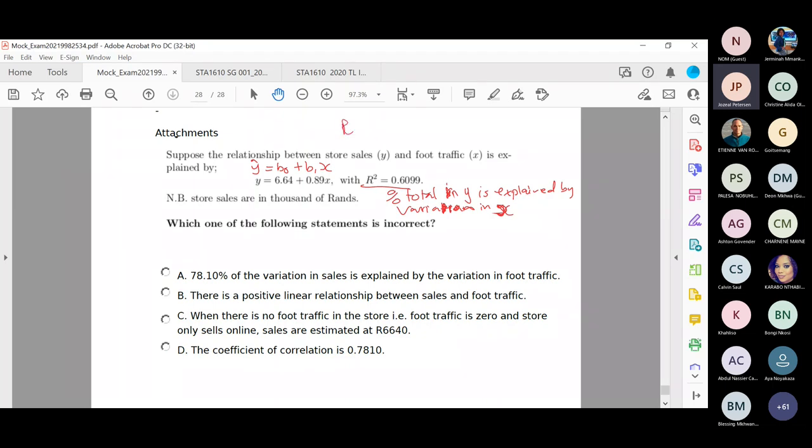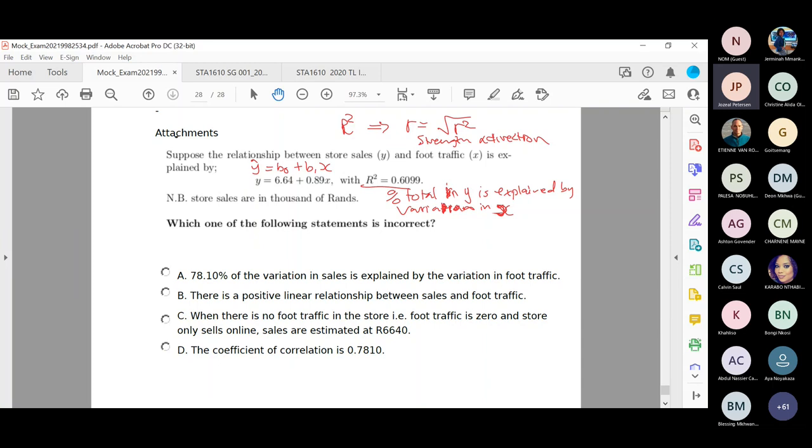We can also take our R squared. To find the value of R, we just take the square root of R squared. That will give us our coefficient of correlation. And the coefficient of correlation, we interpret in terms of strength and direction. Remember that? Strength is either weak, moderate, or perfect. Direction is either negative or positive. That's how we interpret R.